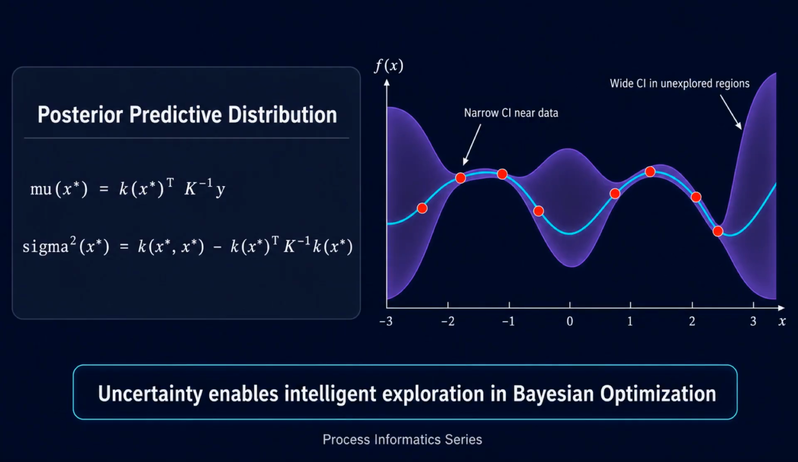The predictive distribution is where Gaussian processes reveal their power. Given observed data, we can compute both the predicted mean and the predicted variance at any new point. The formulas involve kernel matrices, but the intuition is simple. Predictions near observed data have low uncertainty, while predictions in unexplored regions have high uncertainty. This is visualized as confidence intervals that widen away from data points, directly guiding where Bayesian optimization should explore next.